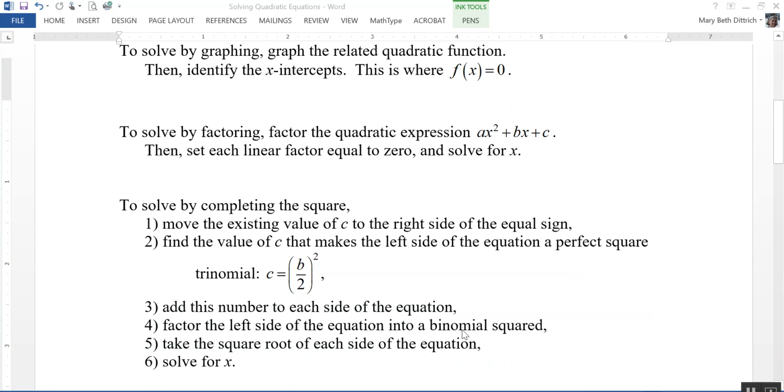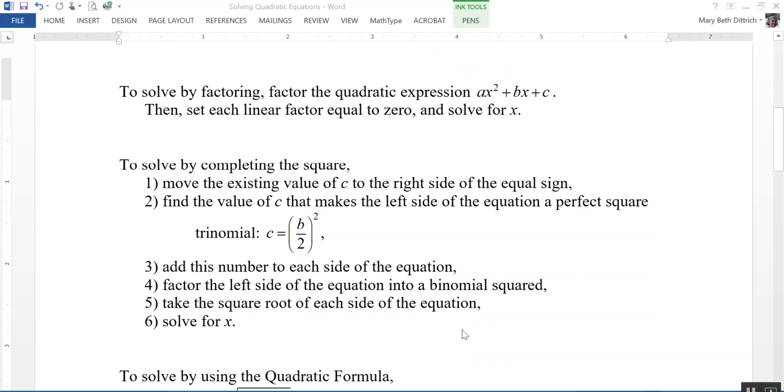To solve by completing the square, there are several steps. We want to move the existing value of c to the right side of the equal sign. Then we need to find the value of c that makes the left side of the equation a perfect square trinomial. And that value of c is 1/2 of b squared. Add this number to each side of the equation. Then, because the left side of the equation is going to be a perfect square trinomial, it will factor into a binomial squared. Then take the square root of each side of the equation and solve for x.